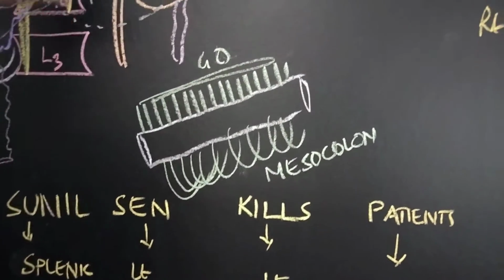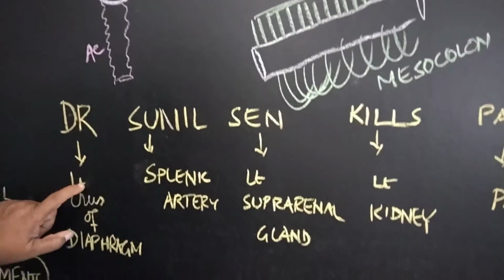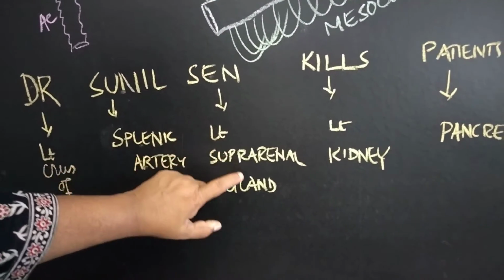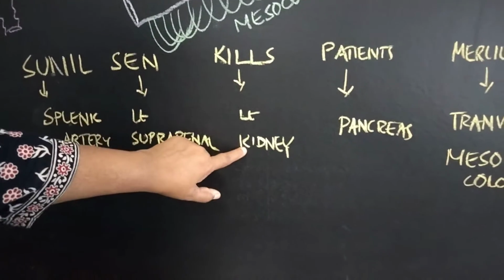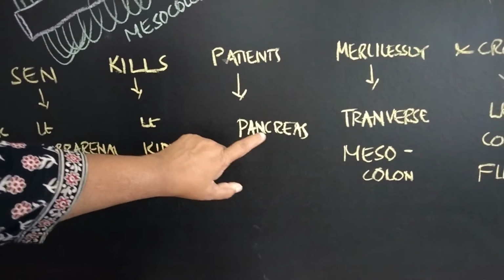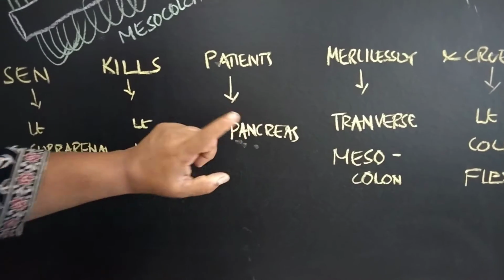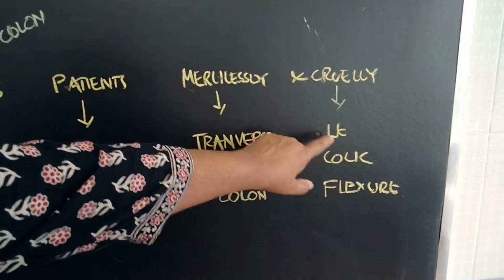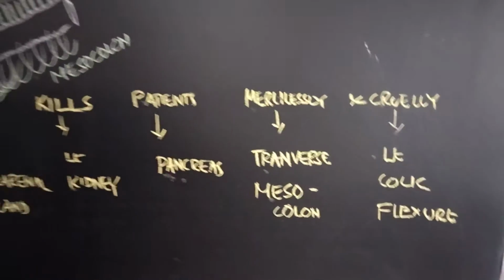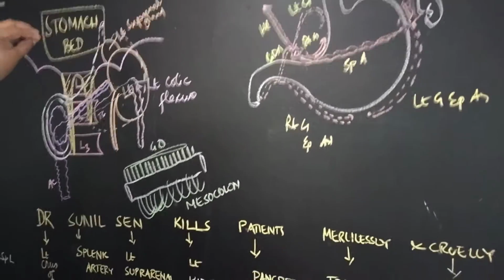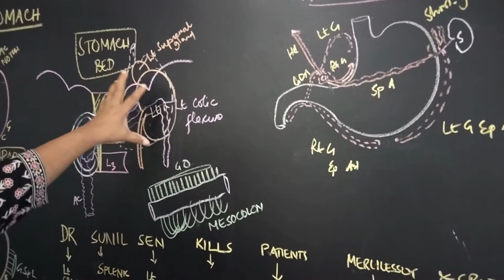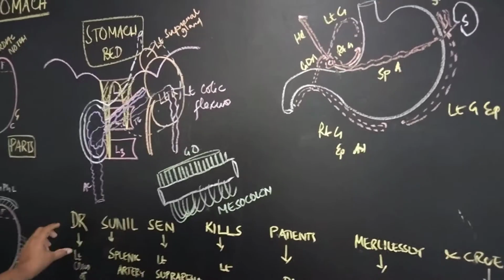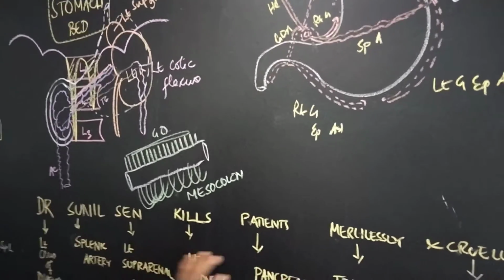So what is the mnemonic to remember the stomach bed? Doctor is the left crus of the diaphragm, Sunil is the splenic artery, Shen is your left suprarenal gland, Keels is your left kidney, patient is your pancreas, the anterior surface of the body of the pancreas, mercilessly is the transverse mesocolon, and cruelly is your left colic flexure. Okay, so this is your stomach bed. When it comes in examination, you have to draw the diagram and show the structures forming the stomach bed. You have to know the mnemonics, but don't utter this, you have to write down these structures.